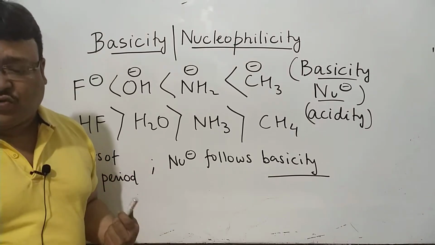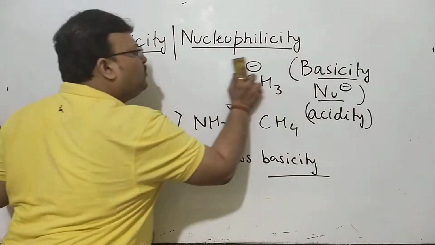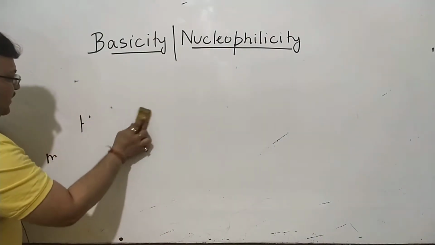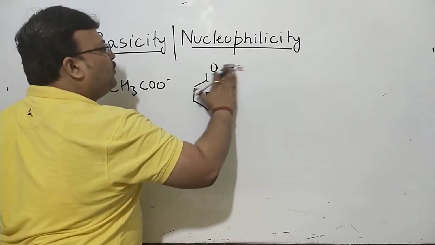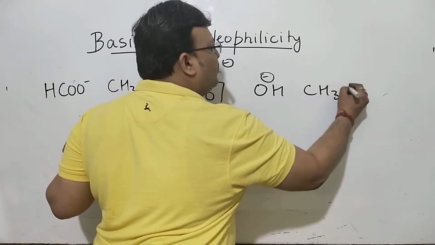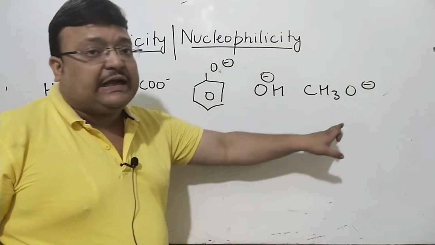We'll want to move to the third rule. You will keep copying this at your convenience. And now suppose, from the very look of the set of species, we'll identify the relationship. Now suppose you are given a set of compounds like HCOO minus, CH3COO minus, then you are given phenoxide or hydroxide or an alkoxide like methoxide. Now what is the relationship? The relationship is the atom bearing the lone pair is identical.